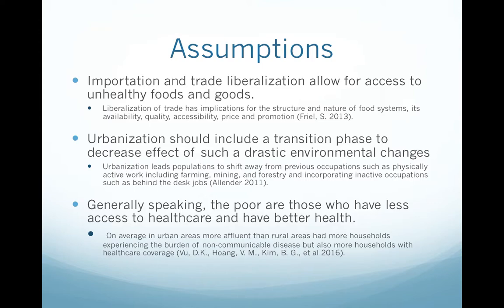Lastly, generally speaking, the poor are those who have less access to healthcare and worse health. On average, urban areas, more affluent than rural areas, had more households experiencing the burden of non-communicable disease, but also more households with healthcare coverage. So this is interesting because you would think that the more rural households, or the less wealthy households, would have a higher prevalence of disease, but it's actually the other way around. It's the geographical areas that are more urban and that even have healthcare coverage to be seen that have more disease.